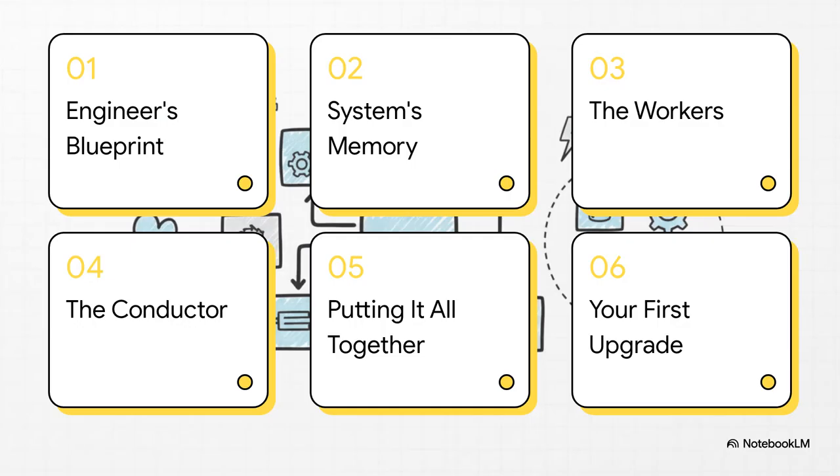So here's how we're going to do it. We've got a simple 6-part plan. We'll start big picture with the overall blueprint. Then we'll dive into the system's memory, check out the functions that do all the work, and then the main loop that runs the whole show. After we see how it all fits together, we'll get you ready to make your very first upgrade.